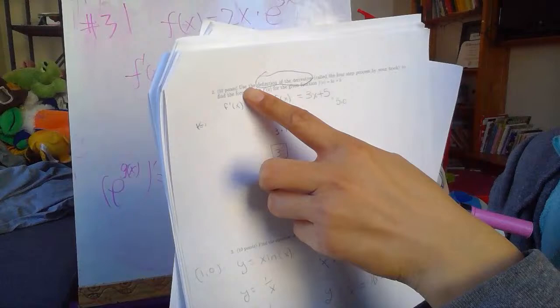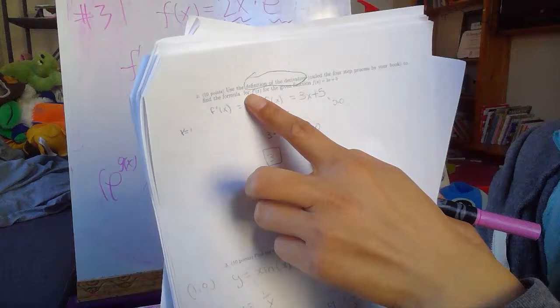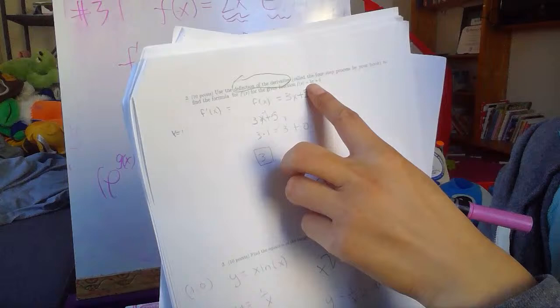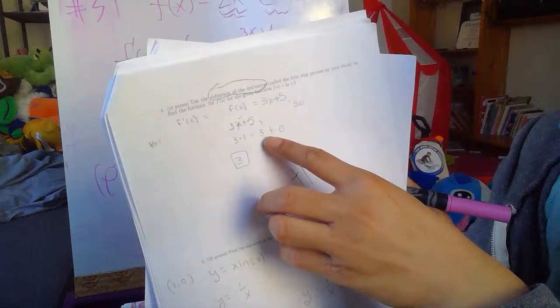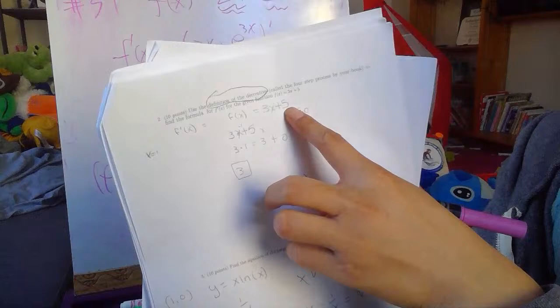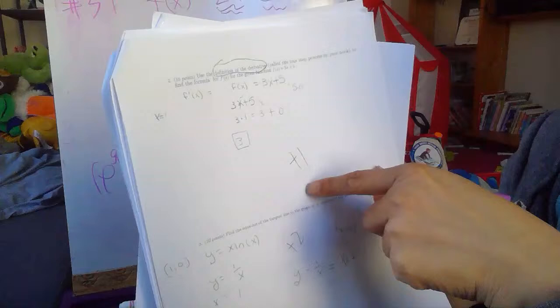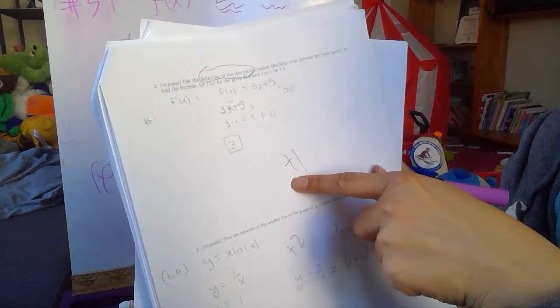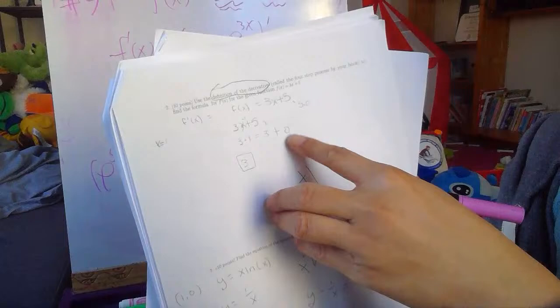The second common mistake is in using the definition of derivative to find the formula for f prime of x for a given function, f of x equals 3x plus 5. So here, this student does, okay, the derivative of the first one is 3, this constant is 0, so it is 3 plus 0 is 3. So this student only gets 1 point. Why? Why only 1 point? Because I want you to use the definition of derivative, not the rule. Here, the student uses the rule to find the derivative. You can't do it this way.